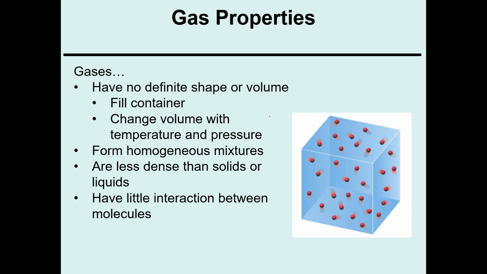Gases change their volume also with temperature and pressure. If you mix two gases together, or more than two gases, they will form a homogeneous mixture, which means that the mixture looks the same throughout. It's uniform throughout the mixture. They are less dense than solids or liquids, and gases typically have little interaction between molecules.